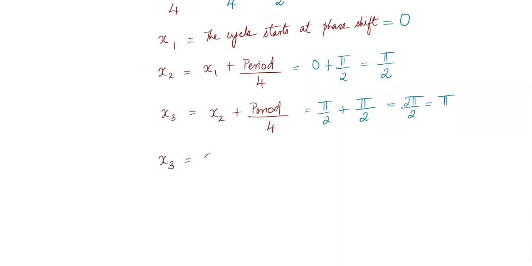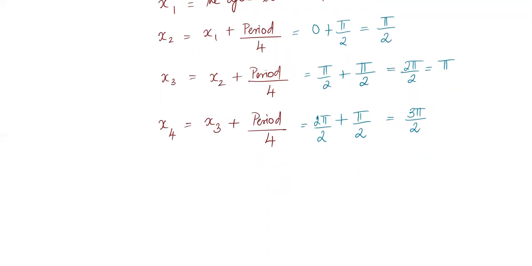x4 is x3 plus period over 4. And x3 was pi plus pi over 2, right? Period over 4. What I would like to do is, if you see here, I kept it as 2 pi over 2, and then I reduced it as a pi. I personally like to keep that format, 2 pi over 2, because I don't have to worry about LCD, because then they will have the same denominator, right? So that will be 3 pi over 2, because you simply add the numerators.